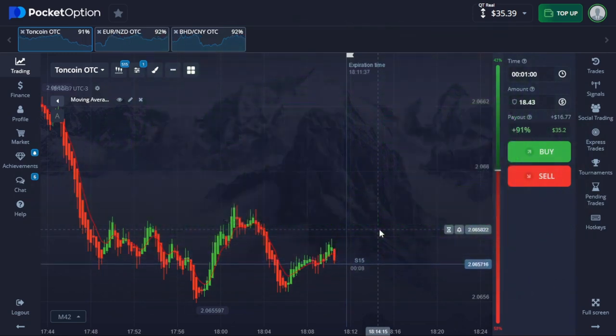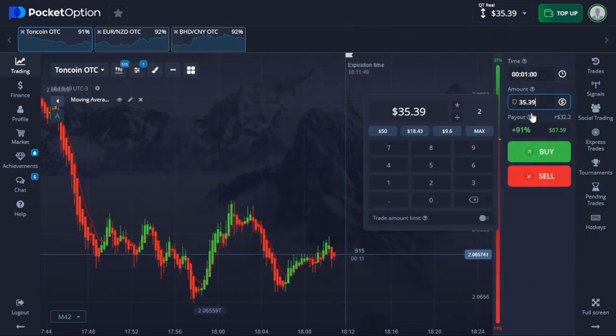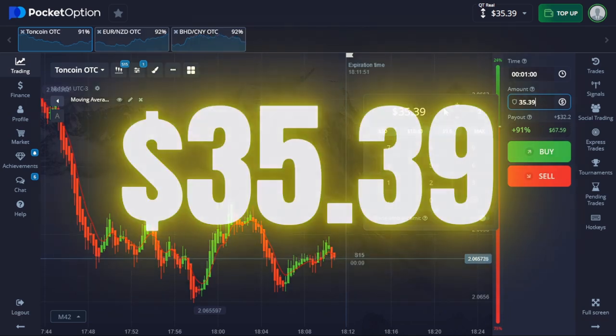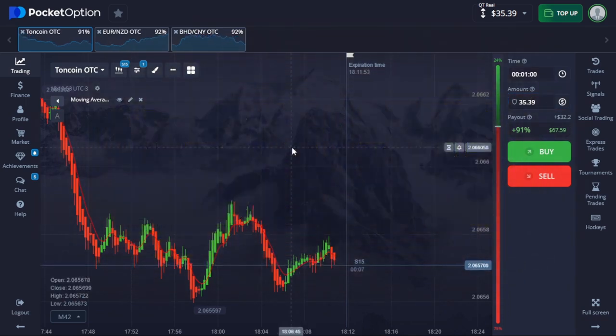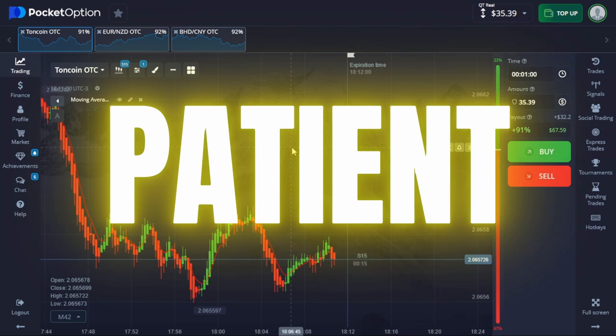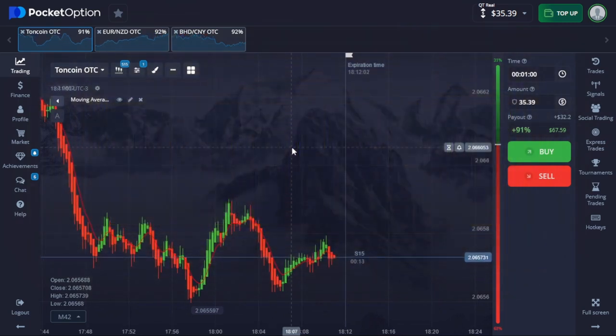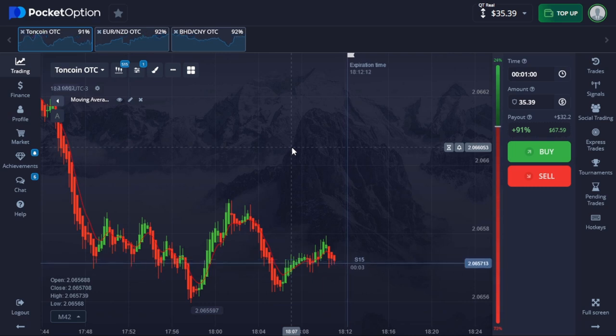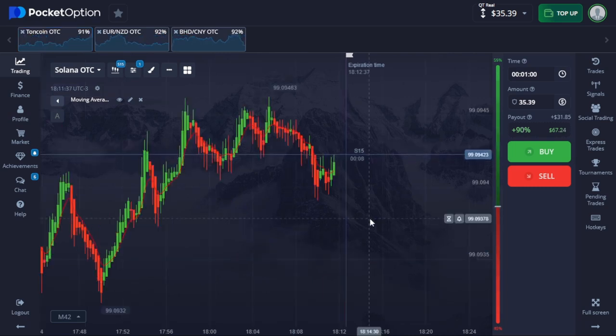In total, $35.39. The last trade was very close, but it made it. It's all or nothing for the next candle. We're gonna use all the amount. Guys, analyze and be patient. This strategy is fast, so mistakes can burn your account. So I'm waiting for another position. Don't forget, pay attention and be patient.